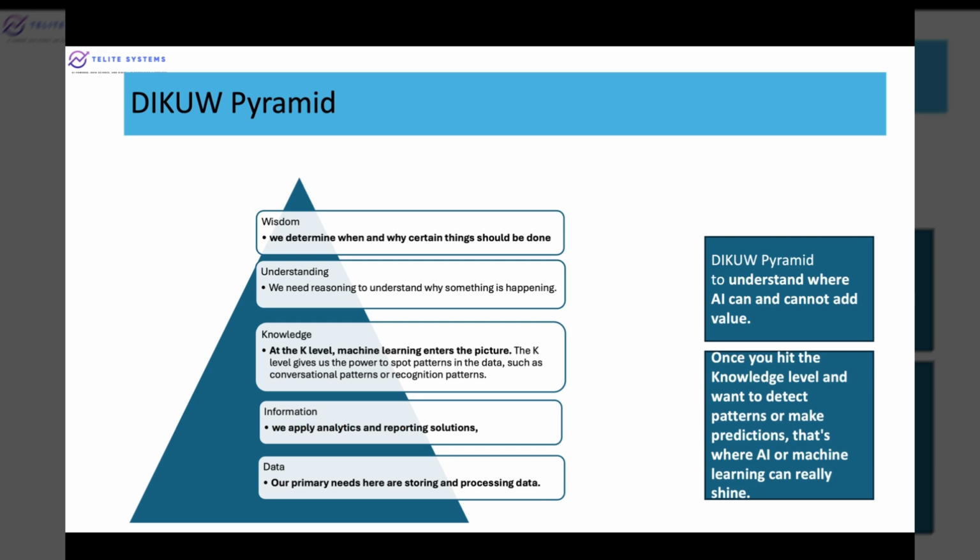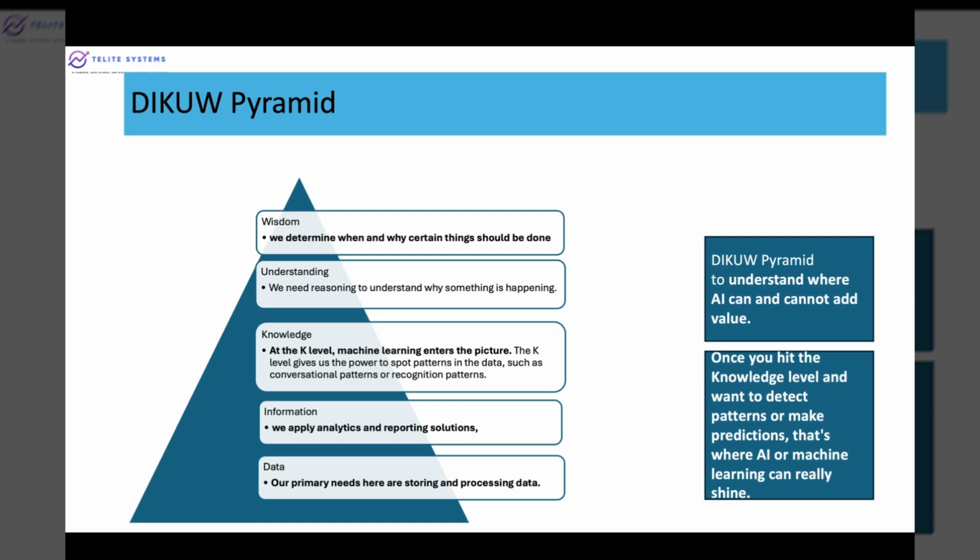And at the K level, machine learning enters the picture. The K level gives us the power to spot patterns in the data, such as conversational patterns or recognition patterns. Then at the U level, that is understanding, we need reasoning to understand why something is happening. Wisdom, where we determine when and why a certain thing should be done.